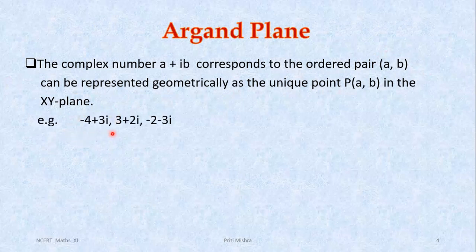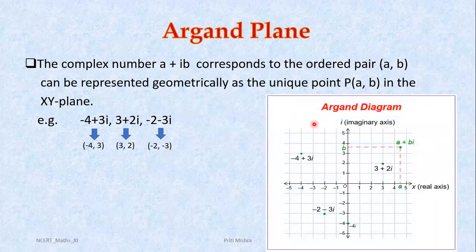If we have minus 4 plus 3i, 3 plus 2i, and minus 2 minus 3i, then we can write these complex numbers in the form of ordered pairs. Minus 4 plus 3i can be written as (-4, 3), 3 plus 2i can be written as (3, 2), and minus 2 minus 3i can be written as (-2, -3). Now I'm going to show you the Argand plane.